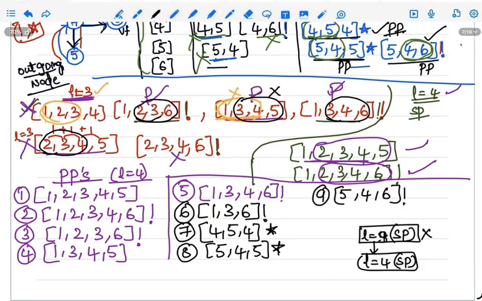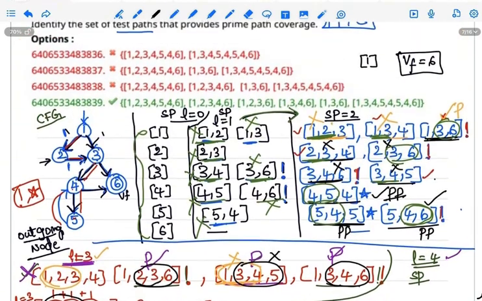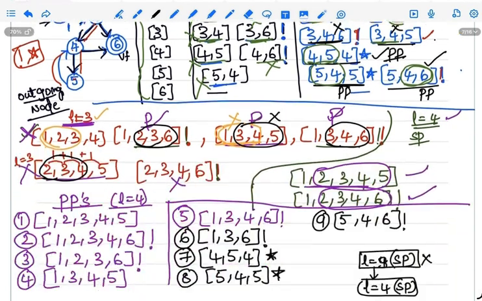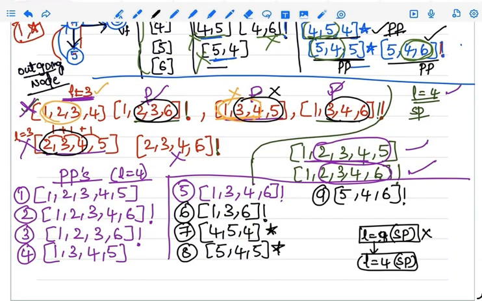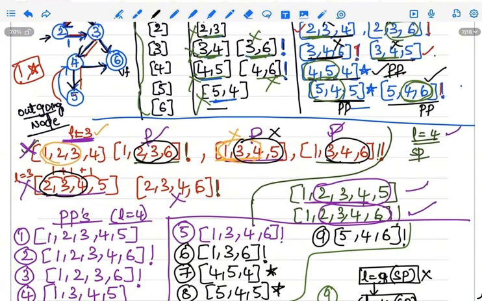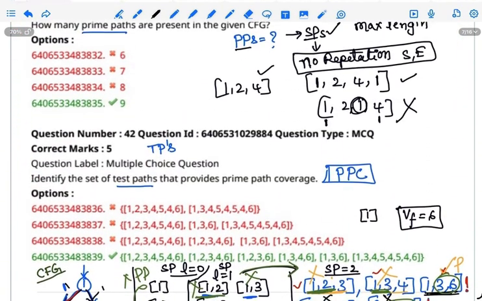1, 2, single nodes. So these are not prime paths. So the answer for this question is, in total there are 9 prime paths. That is, the minimum number of prime paths is 9. So the answer for this question is this one.